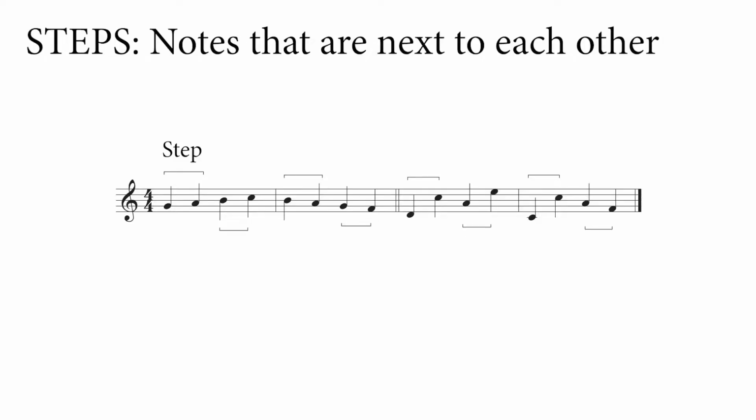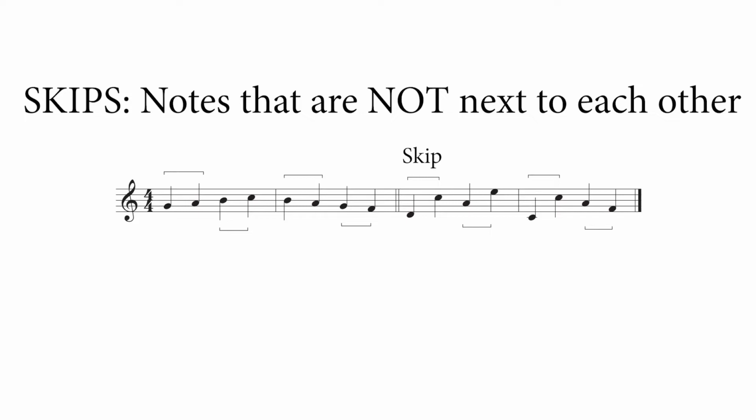Good melodic writing typically means writing primarily with stepwise motion, which is just to say using notes from your scale that are right next to each other. It's also good to balance that for some variety with skips, which are notes that are not next to each other.